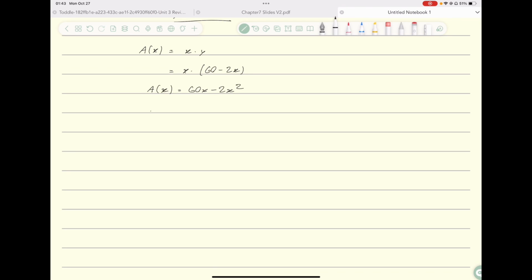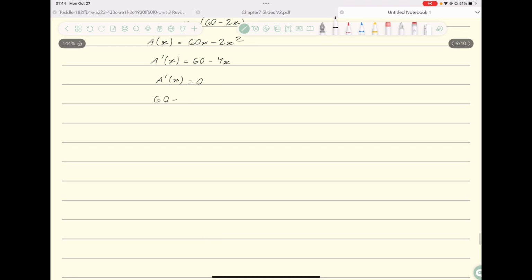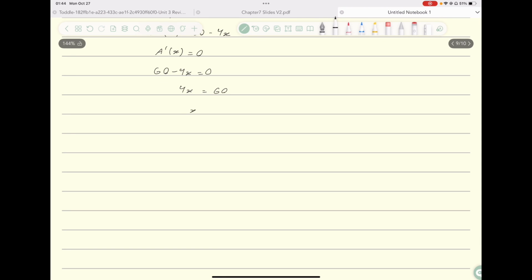First of all, we need to find the first derivative, which will be 60 minus 4x. Then we set the first derivative equal to 0, and we get 60 minus 4x equals 0. So 4x equals 60, and x will be 15.